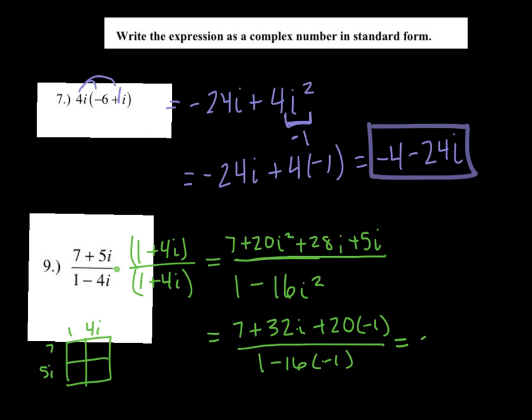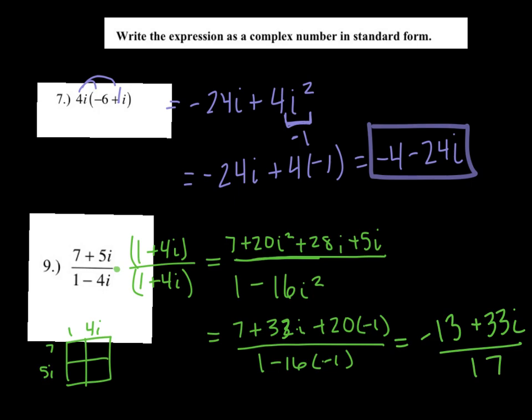You still have your 32i, and that should be 33. Not 32. 28 plus 5 is 33, not 32. And then -16 times -1 becomes plus. So 1 plus 16 is 17. So -13 plus 33i over 17.